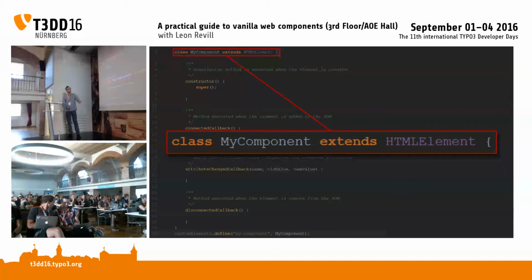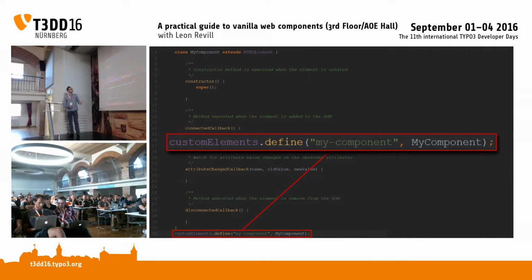Now, we don't need to extend HTMLElement. We could extend HTMLDivElement or HTMLUListElement or any other DOM element if there's any particular functionality that we need. We can also extend other custom elements. So after we've built this MyComponent custom element, we could then create another class which extends from that and inherits the same functionality. So it's quite extensible.